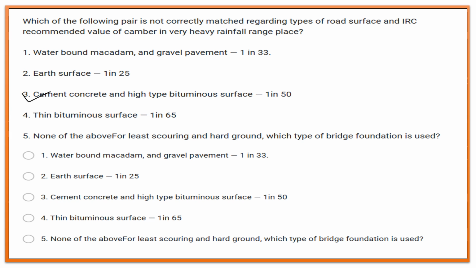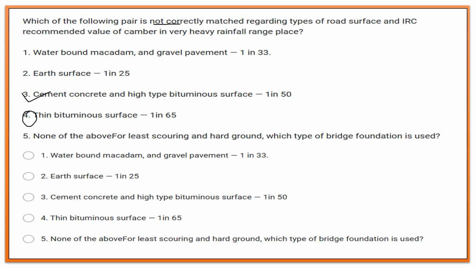For thin bituminous surface, the first range is 1 in 40 and the second is 1 in 50. So for heavy rainfall, 1 in 40 is the correct range. But here 1 in 65 is not correct. In the question they ask about not correctly matched, so option number 4 is not correct here. Then we'll see the remaining options.